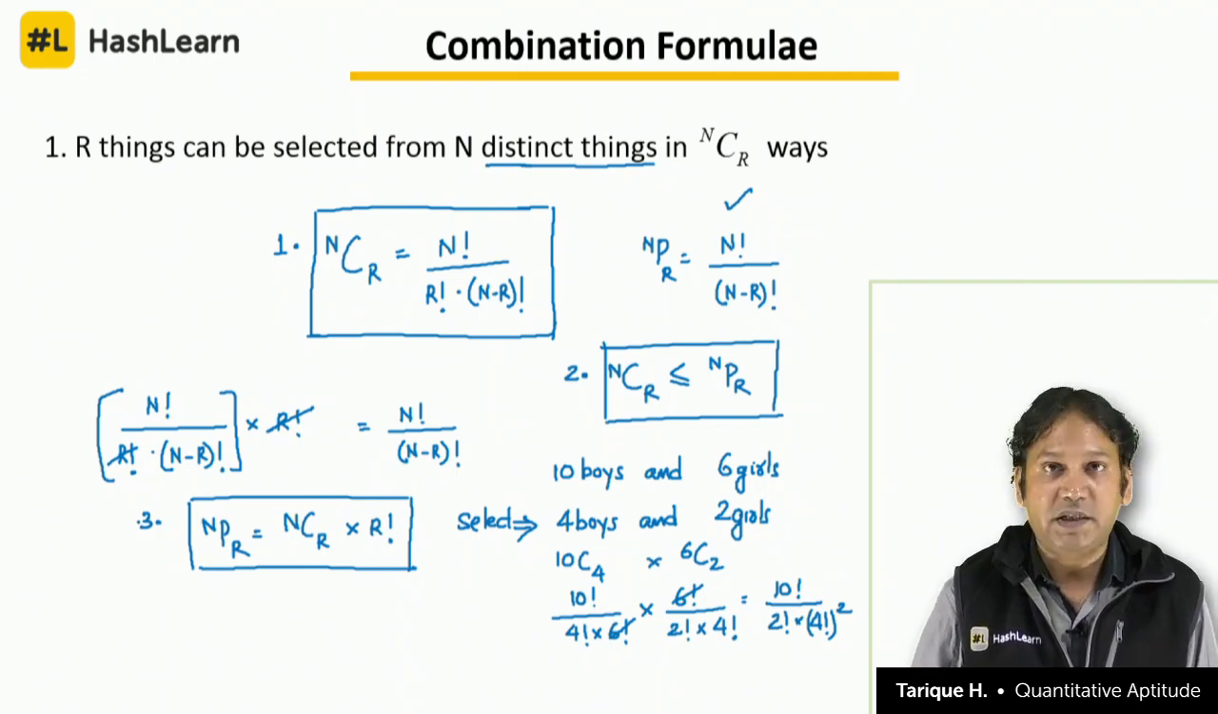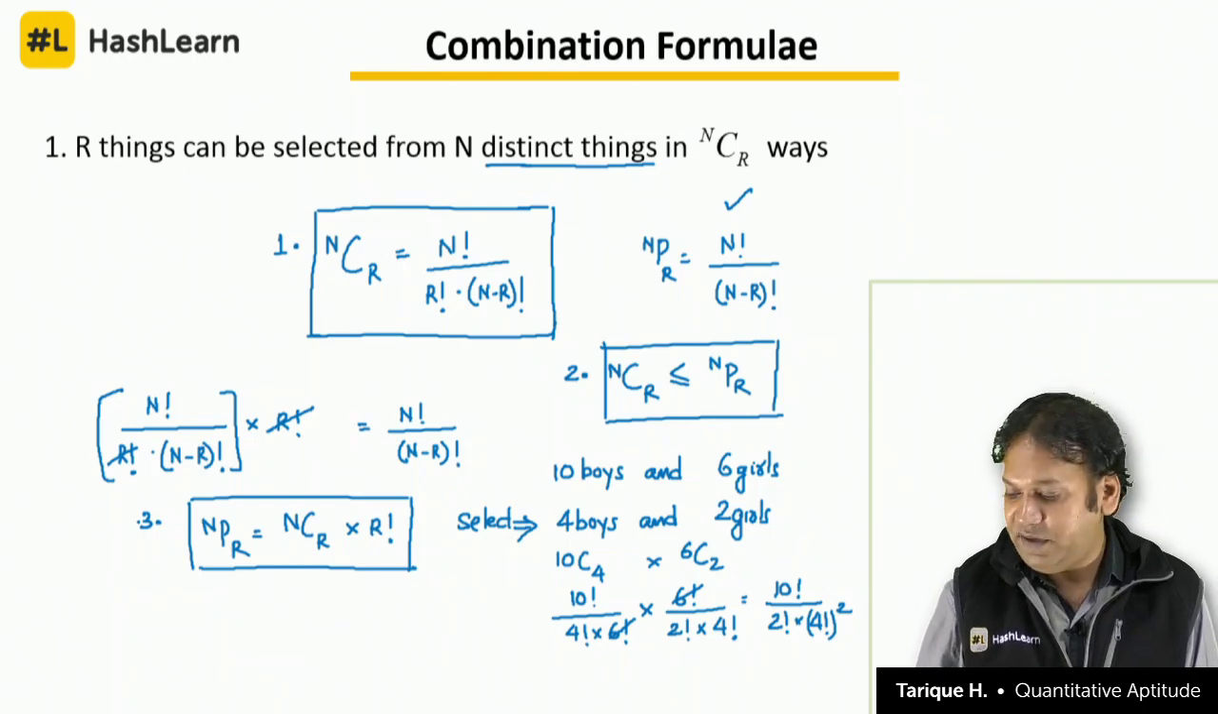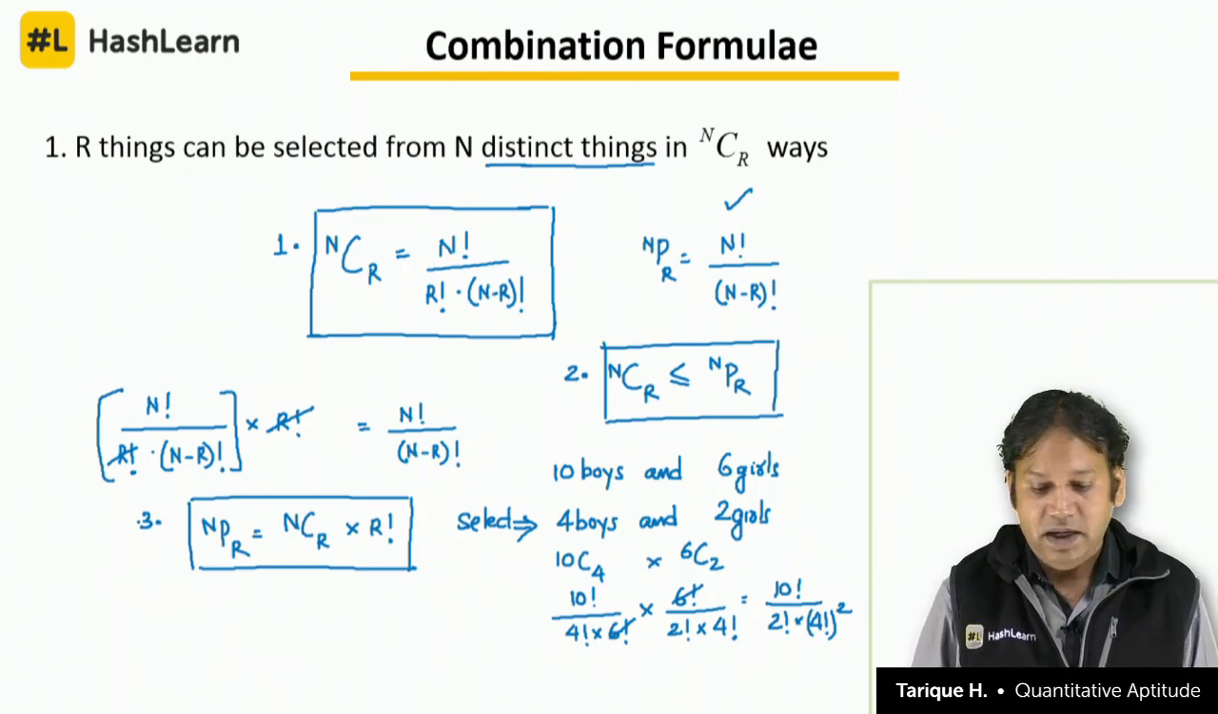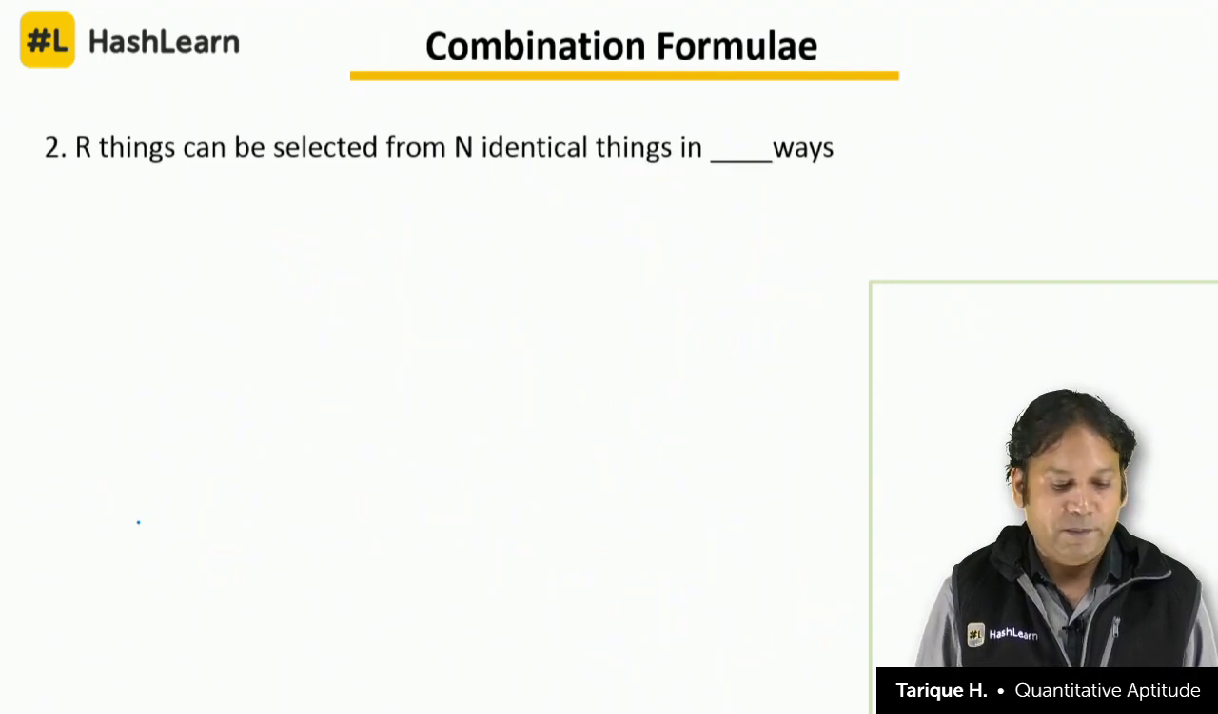Alright, this is the first formula for combination. Lots of things we have understood. This is the main formula. Almost 70 to 80% of questions in exams are based on just this one formula. Okay. Now let's look at the second formula.